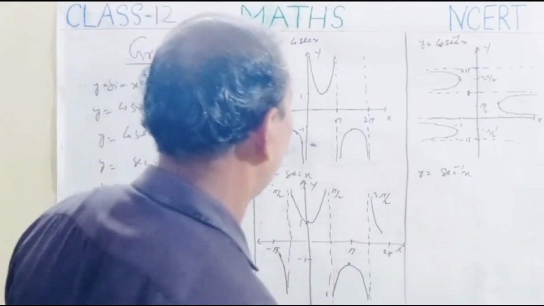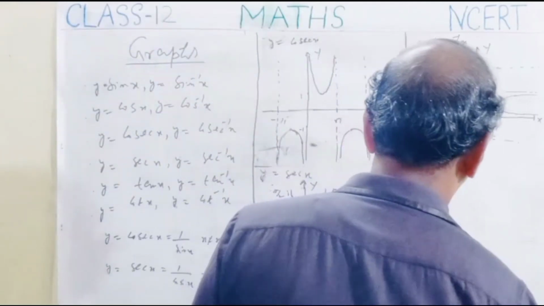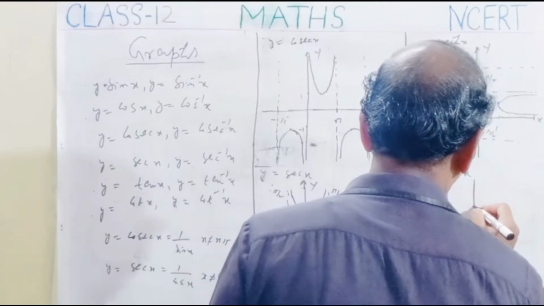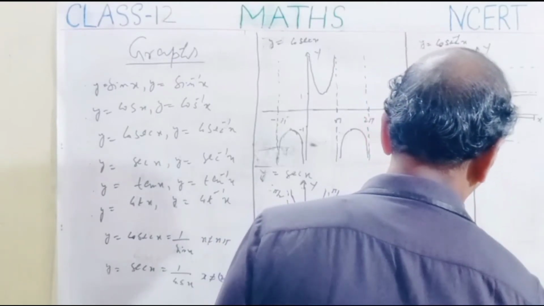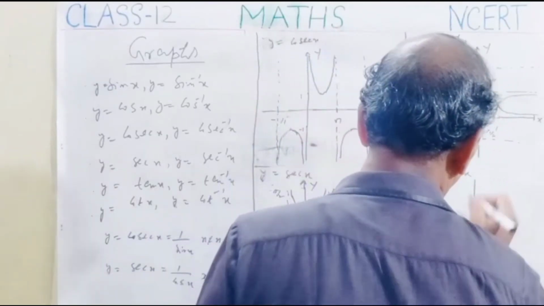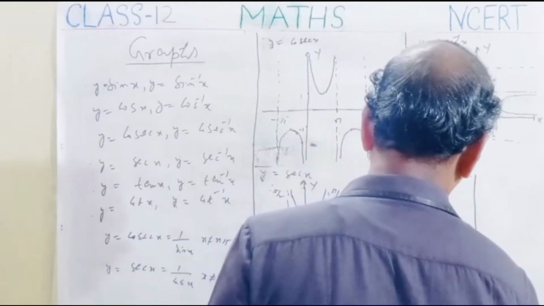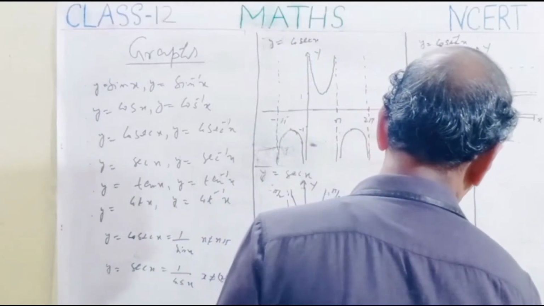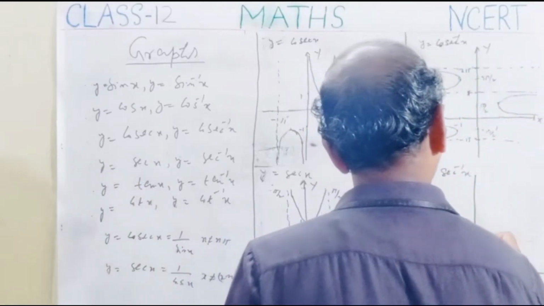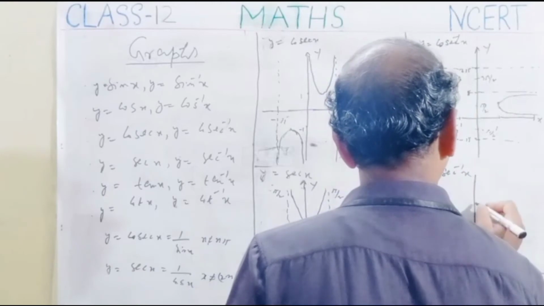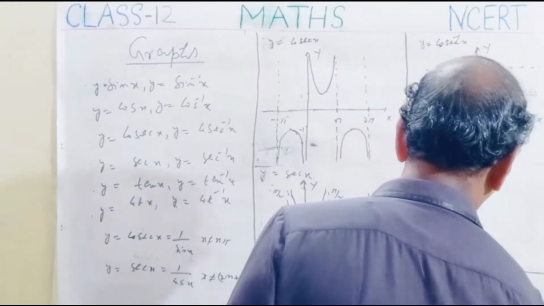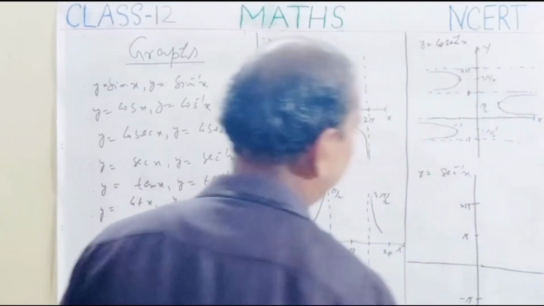Now come to y is equal to sec inverse x. For y is equal to sec inverse x, I will just change the coordinate axes. Let's suppose I am taking this as the y axis and this as the x axis. So I want to draw this one. Obviously this point is your pi, this is your 2 pi, and this point is your minus pi.